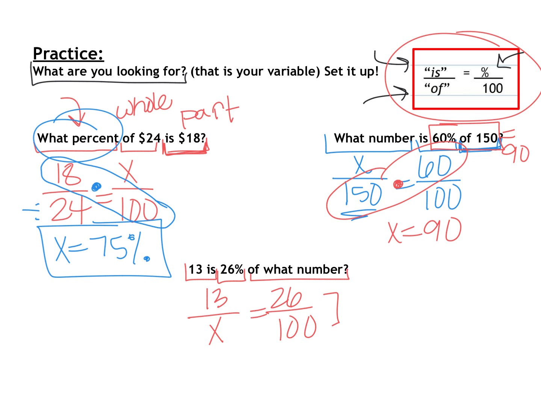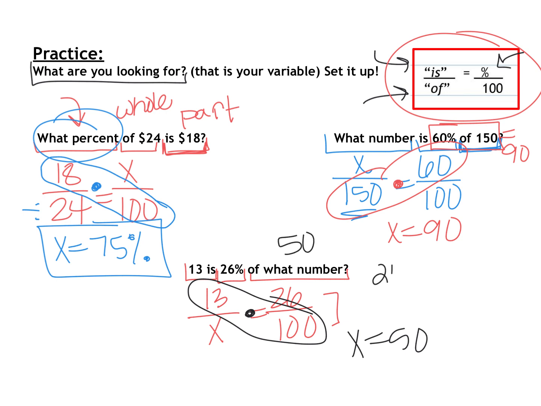So then we would do 13 times 100, so I would get 1,300 divided by 26, and I get x equals 50. So this is telling me that 26% of 50 equals 13. So if I do 26% of 50, which we know how to do now, right? Remember that we would just take 0.26 times 50. So if I do that, I get 13.